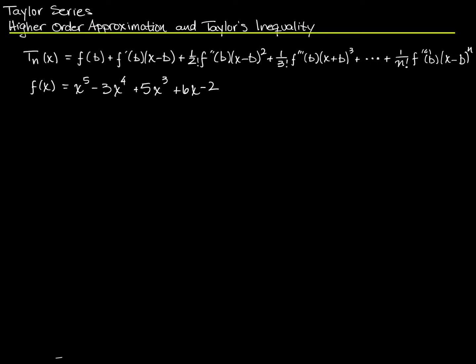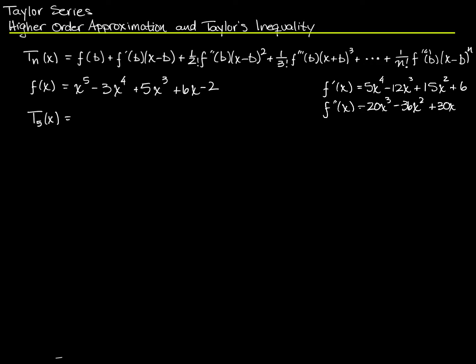Well, we know from our formula that we're going to need the first and second and third and fourth derivatives, depending on how high we decide to go with n. I said a minute ago that we were going to find t sub 5, the fifth Taylor polynomial. And that means we're going to need to find at least 5 derivatives of our function. So let's do that here. We have f of x. F prime of x is going to be 5x to the fourth minus 12x cubed plus 15x squared plus 6. F double prime is 20x cubed minus 36x squared plus 30x.